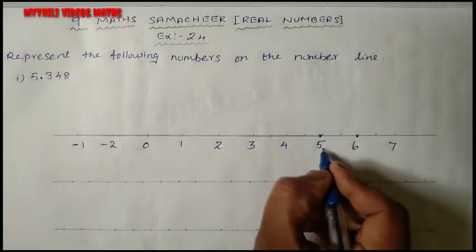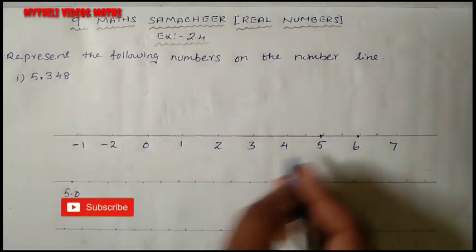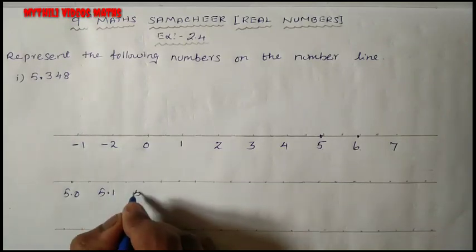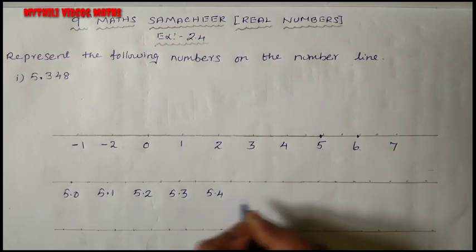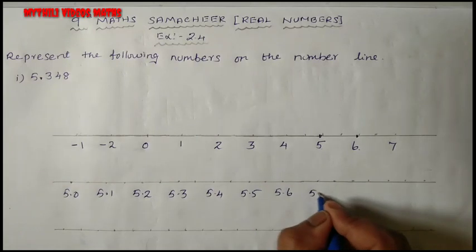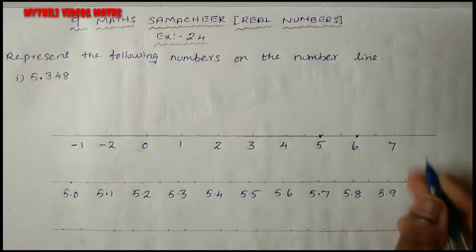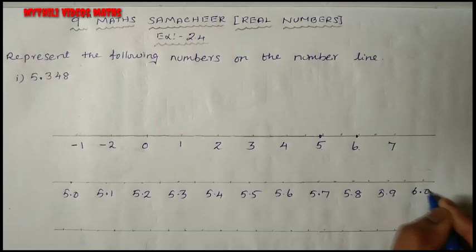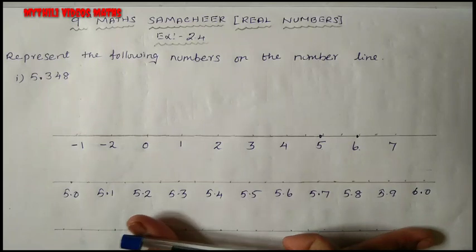Okay. So between 5 and 6, we have to take the first one, 5.0. I am taking from 5. Okay. So 5.0. After that 5.1. Then 5.2. 5.3. Then 5.4, 5.5, 5.6, 5.7, 5.8, 5.9, after that 6. Okay, so 6.0 we can take. Is it clear? So these are the numbers that we have between 5 and 6. We have to write everything.